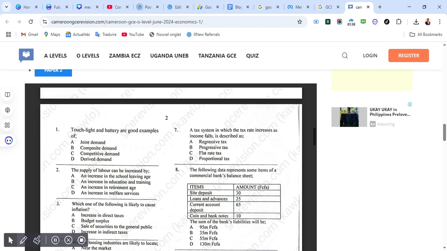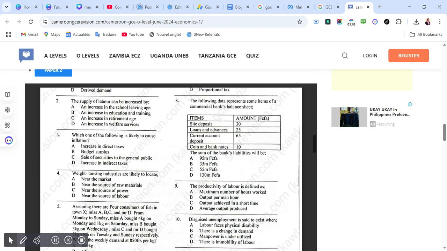Question two says the supply of labor can be increased by. How can we actually increase the supply of labor? That is what is being asked here. The correct answer is B, an increase in education and training, meaning that if you train more people and give them more education, you'll be able to have an increase in the supply of labor. The correct answer is B.